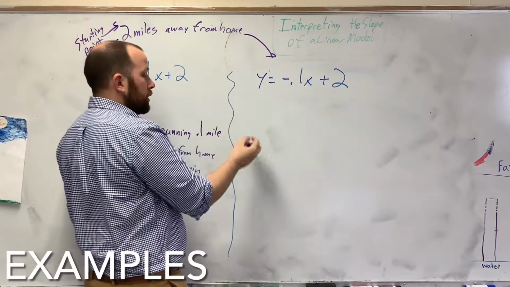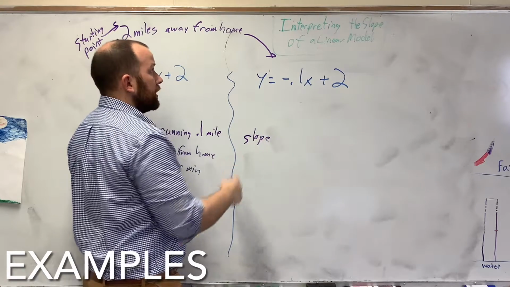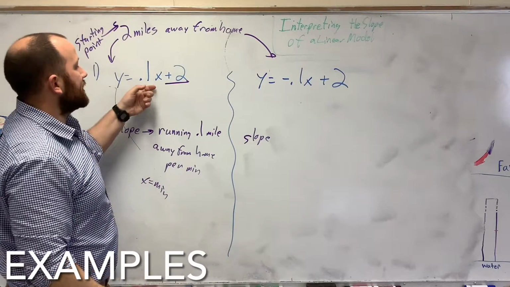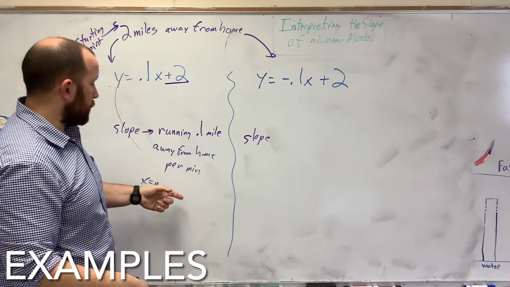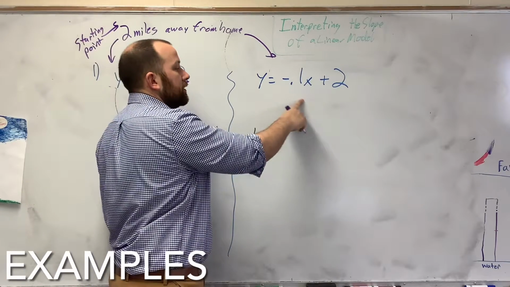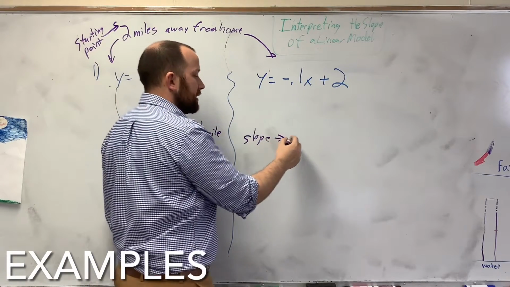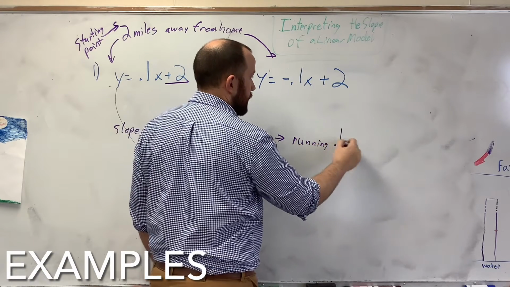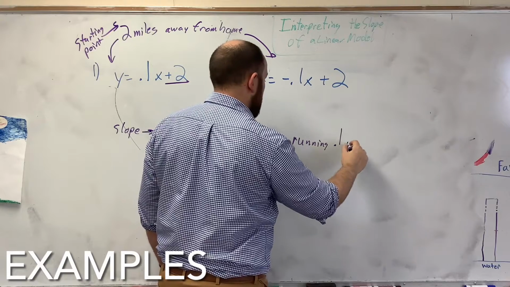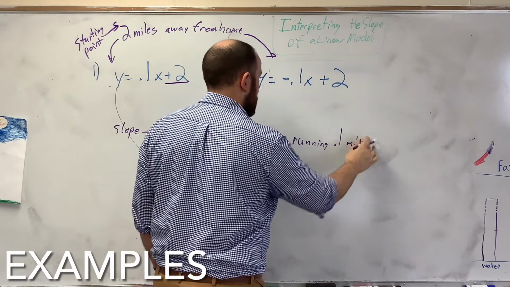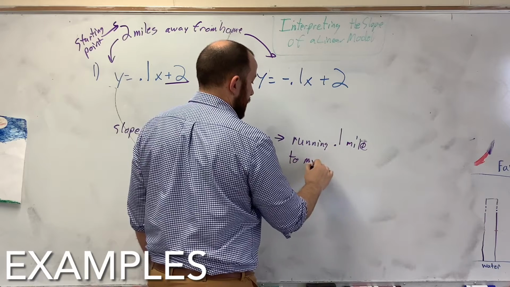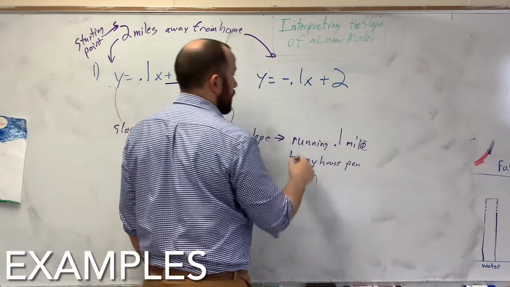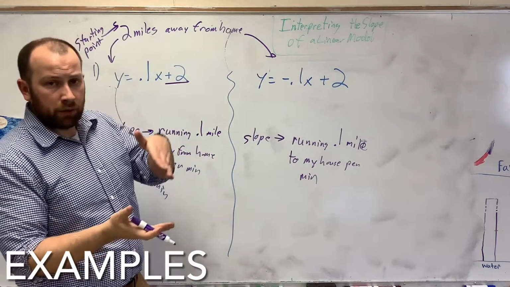Now, if I have the negative one here, that changes what this whole thing means. So for this one, I'm 2 miles away from home, which is the 2 there. Now, if my slope is negative, what that means is I am running 0.1 miles to my house per minute. Because it's negative, that means I'm getting closer and closer back to the house.